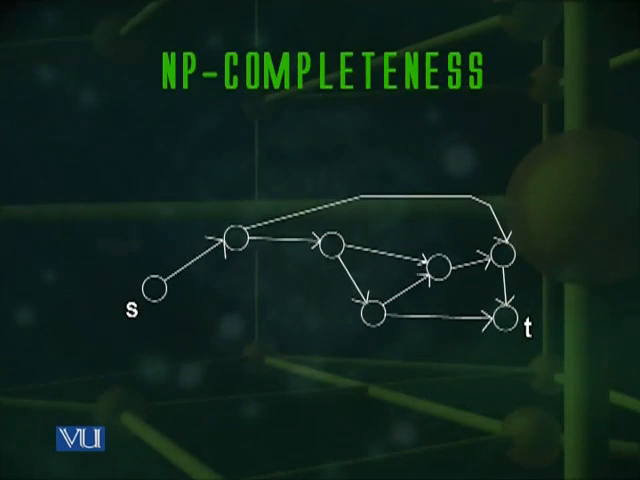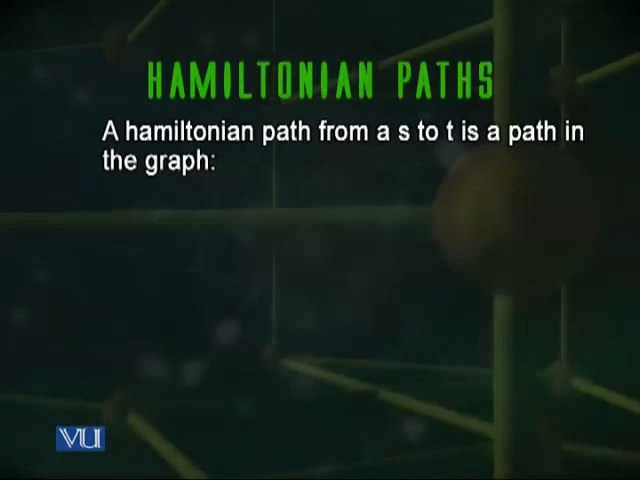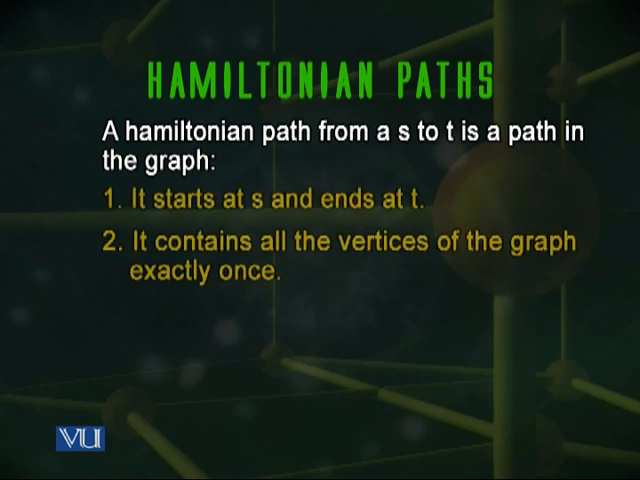And now let us define what a Hamiltonian path in a directed graph is. So the definition of a Hamiltonian path is as follows. A Hamiltonian path from S to T is a path in the graph such that it starts with the vertex S and ends at the vertex T. Furthermore, it contains all the vertices of the graph exactly once.